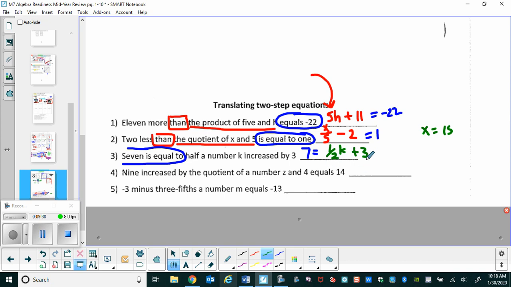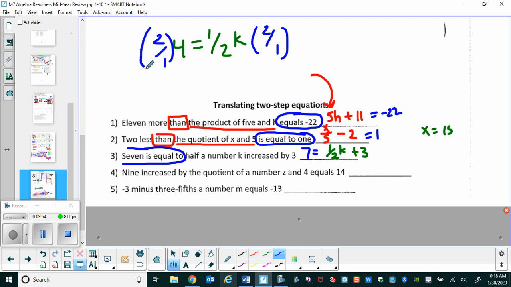When we solve this one here, you're going to subtract the 3 to get a 4, and then you'd have 4 equals 1/2 k. And a lot of people look at that and think the answer is 2, but be careful, since this is a fraction, you're going to multiply by the reciprocal, times 2. And we're going to get 8 equals k for this one. This one is going to be 8 equals k.